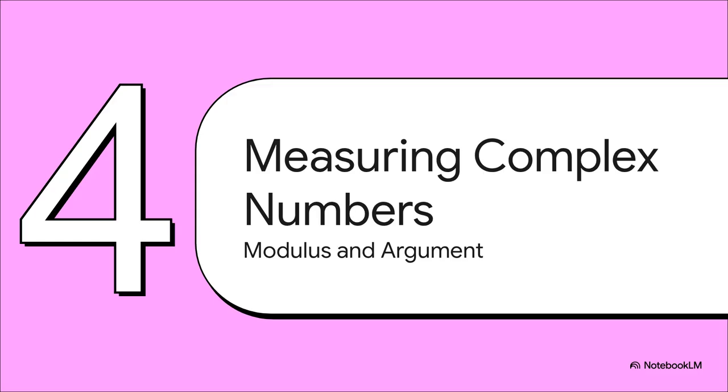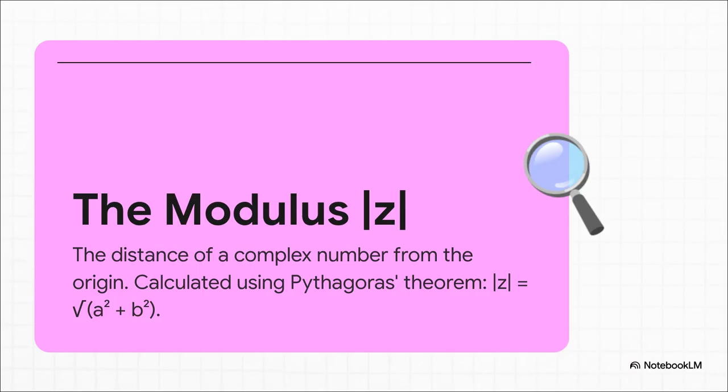All right, next section. Now that we have this geometric picture, it lets us measure these numbers in two really important ways, by their distance and by their direction. First up is something called the modulus. You'll see it written with these vertical bars around the z. All it is is the distance of the complex number from the center of the graph, the origin. It's the number's length, or magnitude. And hey, it's super easy to calculate. It's just the good old Pythagorean theorem.